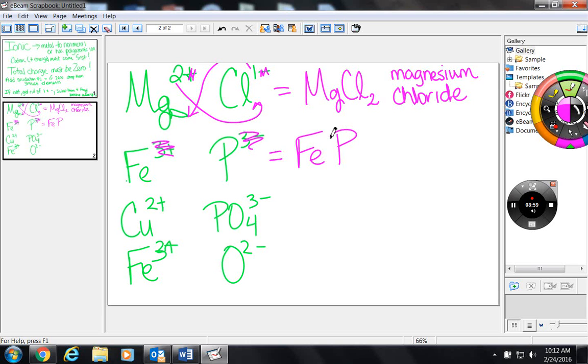Now, this is iron 3 phosphide because of the 3. P is phosphorus, right? And it's on the periodic table, so it ends in IDE. So I have to name the charge. Iron 3 as a Roman numeral, phosphide.